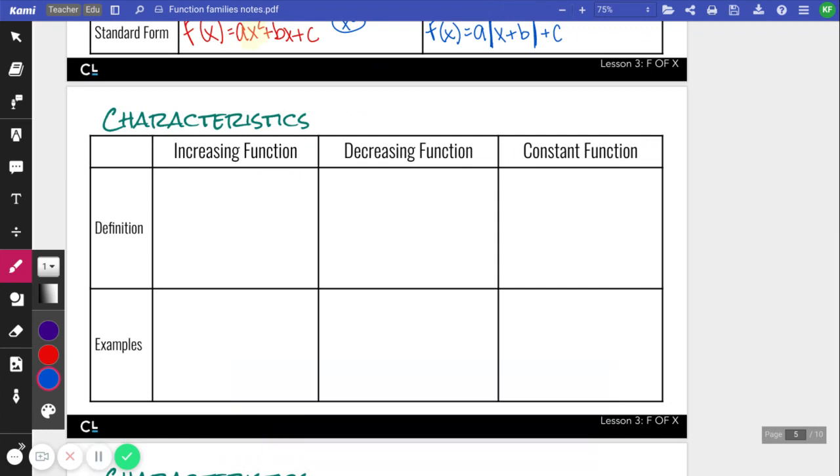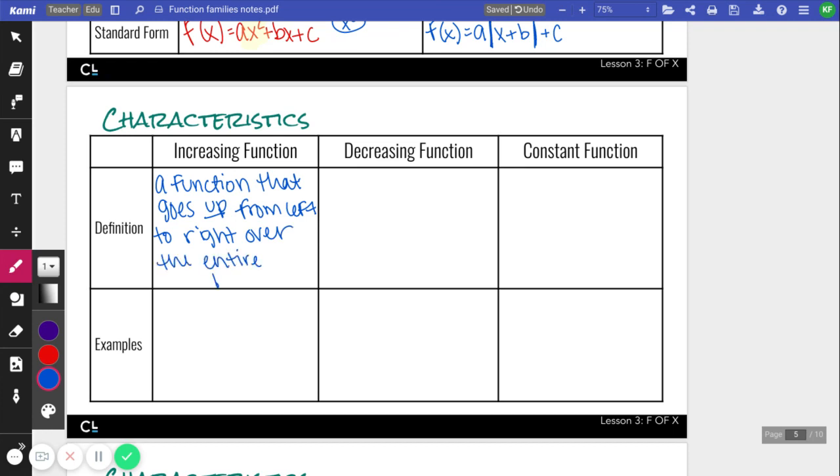And we'll start with the definition of an increasing function. So an increasing function is a function that goes up from left to right over the entire domain. So a couple little sketches of what an increasing function would look like.